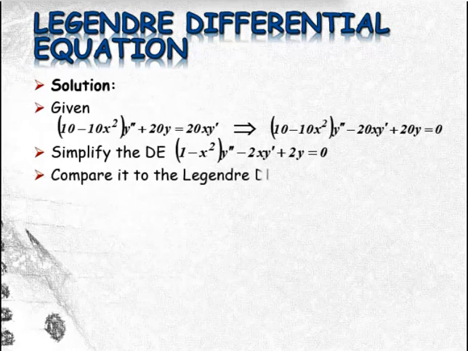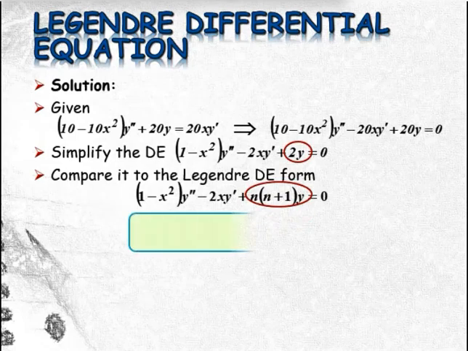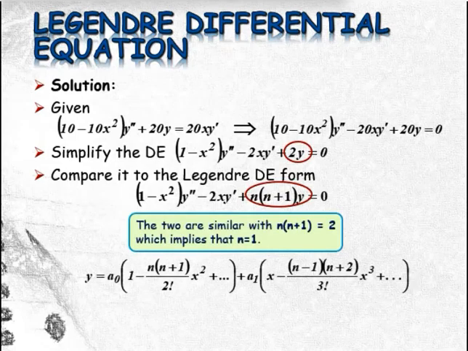Let us compare it to our formula: (1 minus x squared) y double prime minus 2xy prime plus n times (n plus 1) times y equals 0. By inspection, we can say that n times (n plus 1) must be equivalent to 2. And if we solve the equation n times (n plus 1) equals 2, that will imply that n is equivalent to 1. So therefore, we can recall our formula and we can substitute 1 to n.